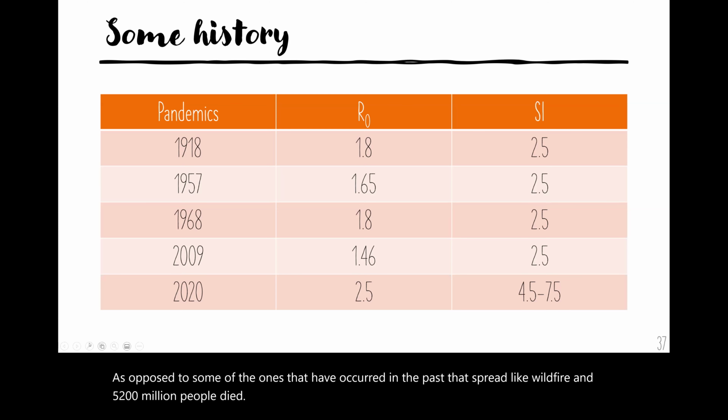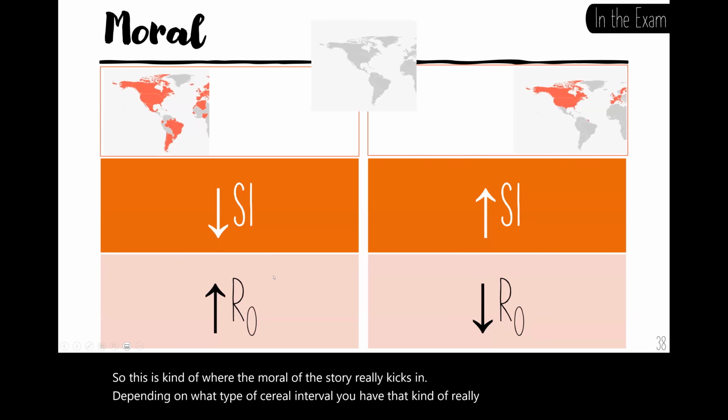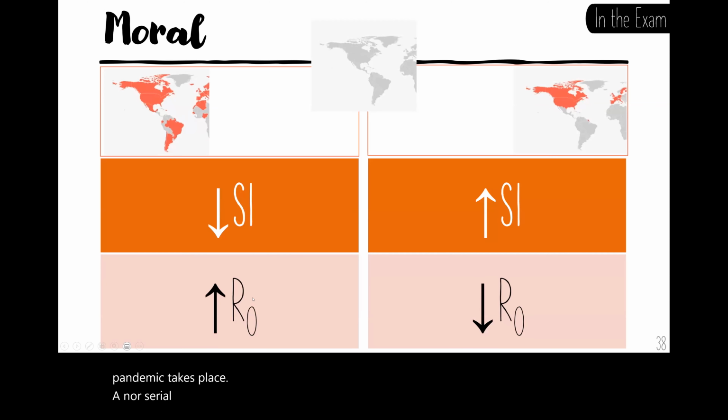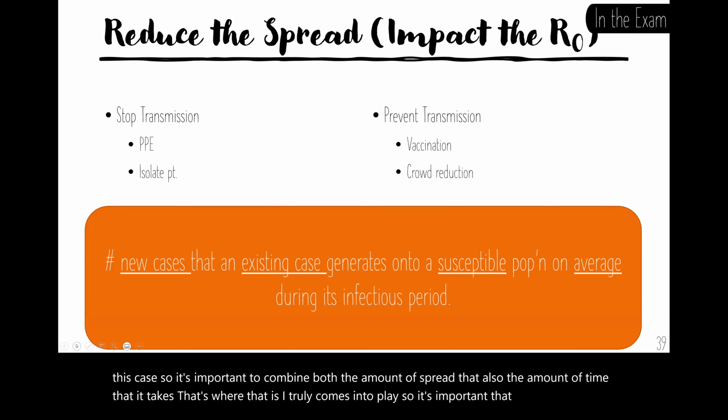Okay, so this is where the moral of the story really kicks in. Depending on what type of serial interval you have, it'll really reflect how fast a pandemic takes place. A lower serial interval with a higher R naught will spread out significantly faster than a higher serial interval and a lower R naught. So it's important to combine both: the amount of spread, but also the amount of time that it takes. That's where that SI truly comes into play. So it's important that you get the picture from everything.